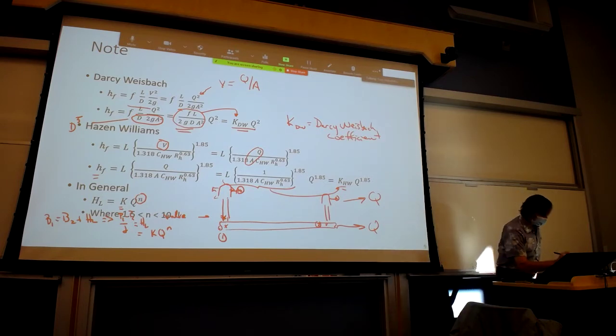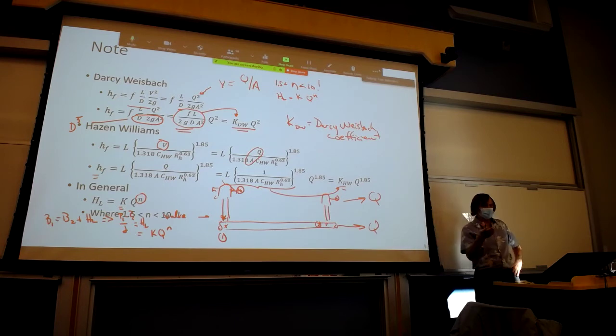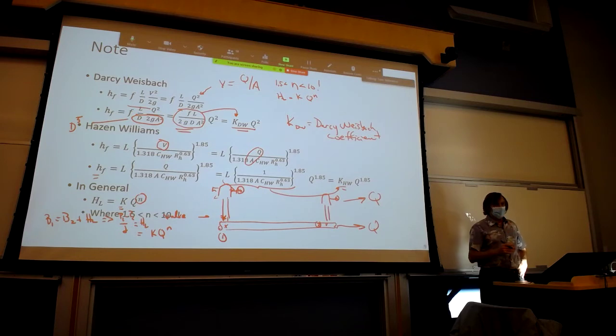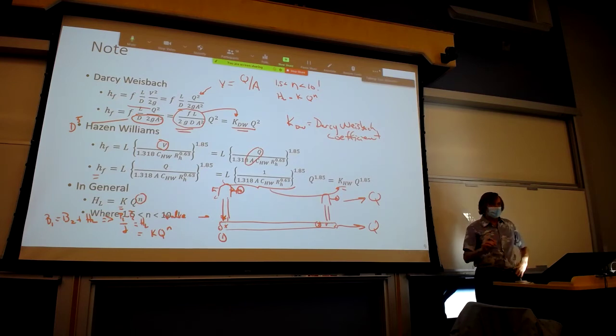And remember, I'm going to write that above. So n, 1.5 is less than n is less than 10. Exclamation point. So what is this saying? HL is KQ to the n. As n gets larger and larger, remember for Darcy-Weisbach it should be 2. For Hazen-Williams it should be 1.5. But I've had field settings where it's 7. What that means is any little bit of flow in that pipe is dramatically increasing frictional resistance. And that's what people sometimes don't understand.